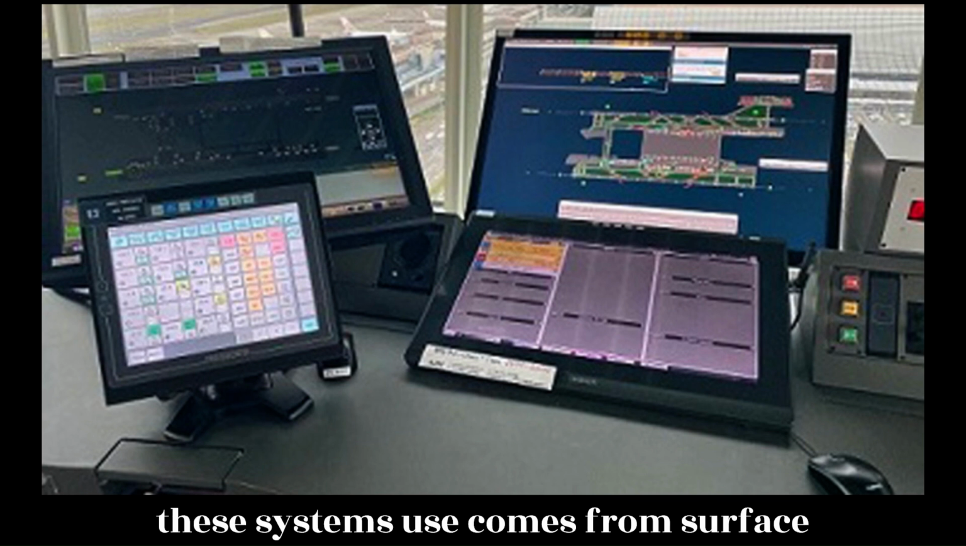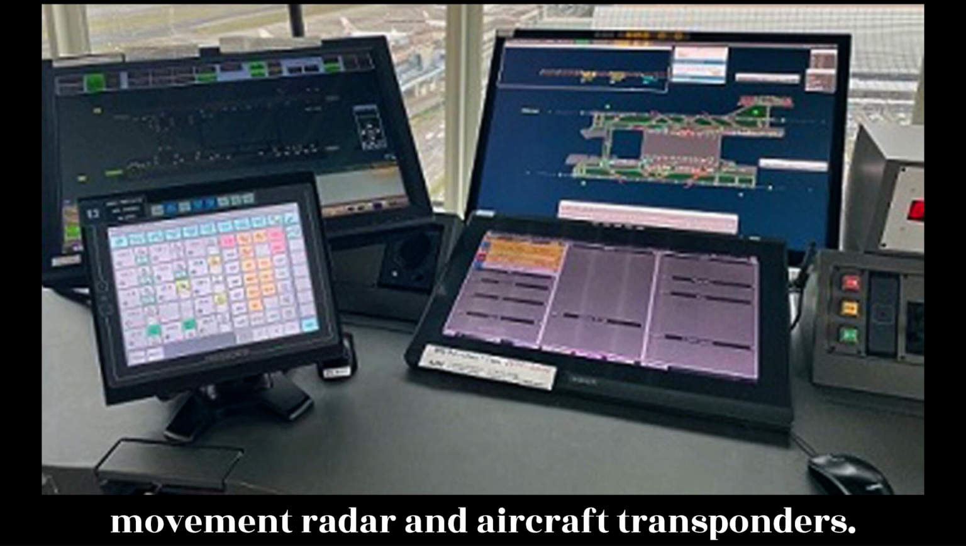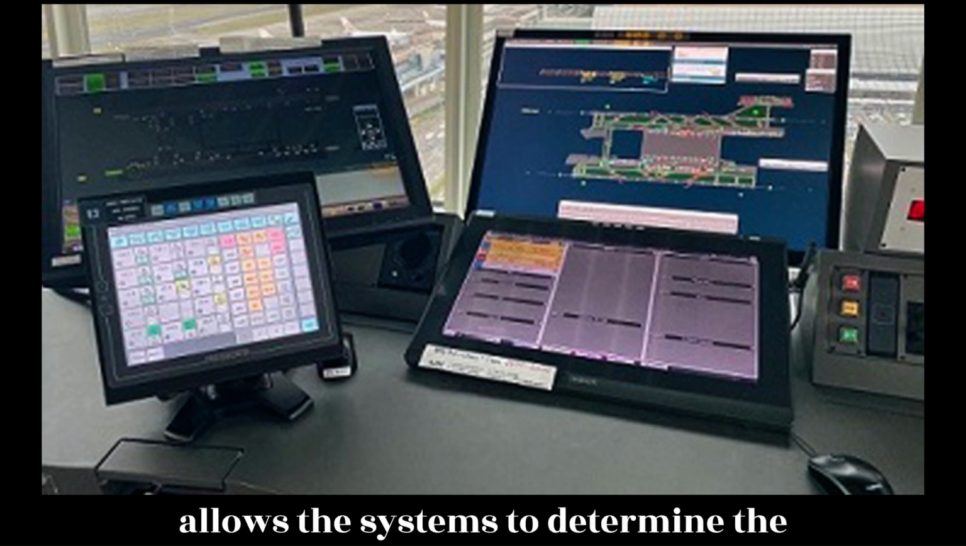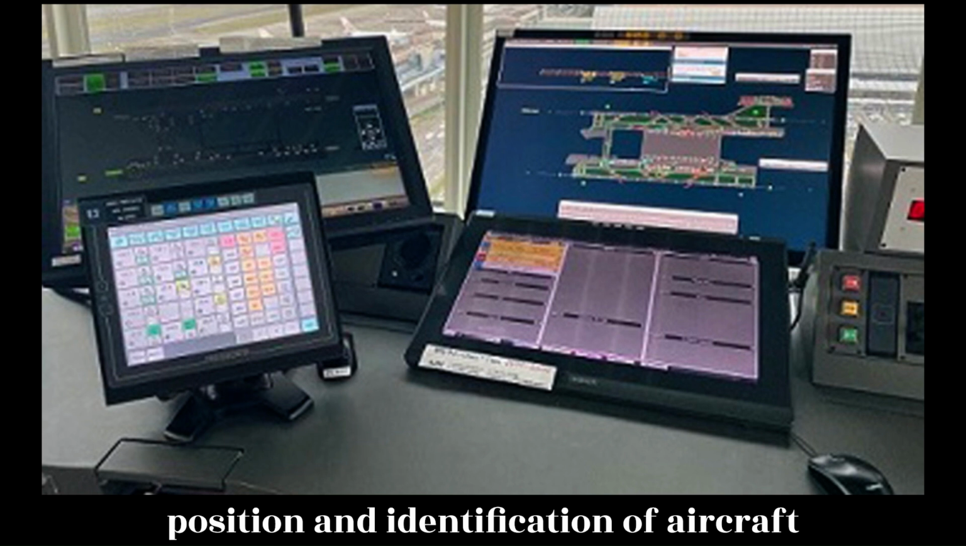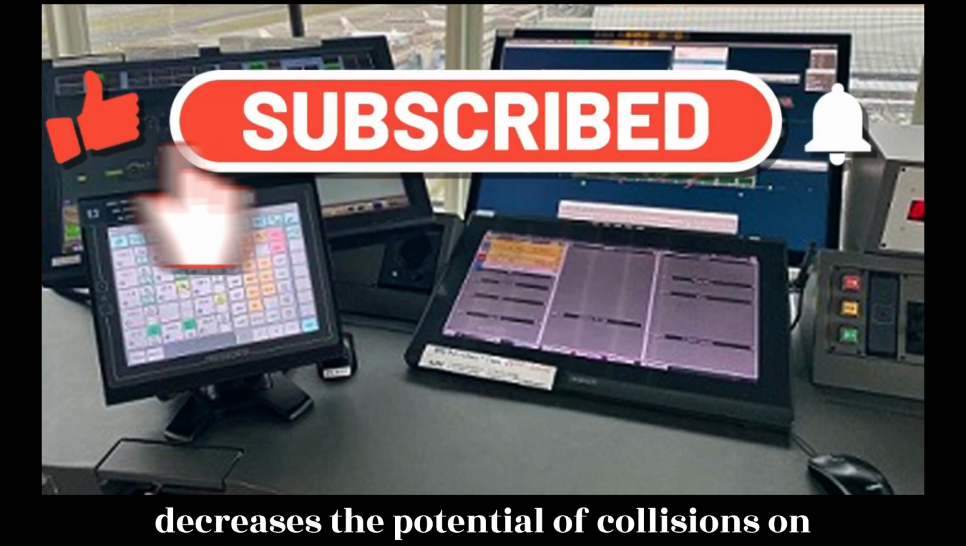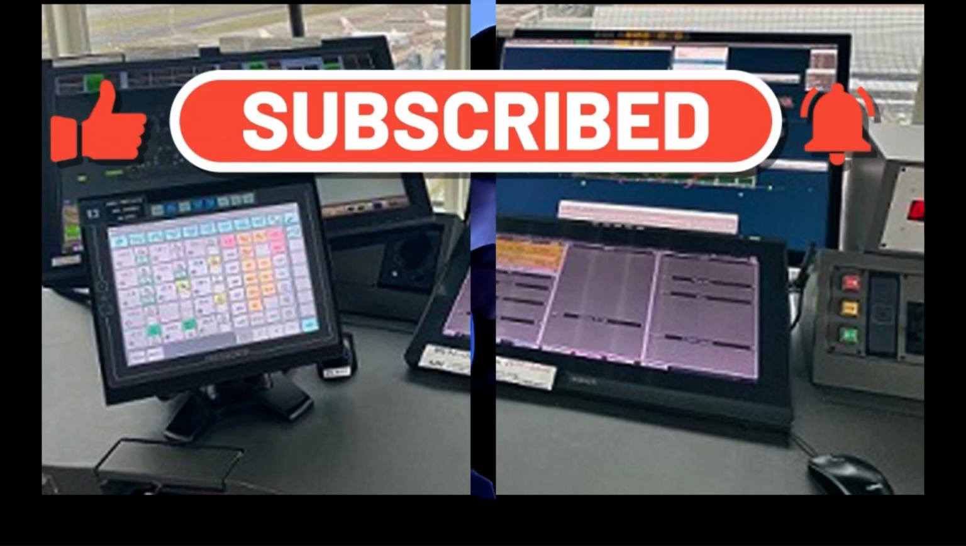The data that these systems use comes from surface movement radar and aircraft transponders. The combination of these data sources allows the systems to determine the position and identification of aircraft on the airport movement area and decreases the potential of collisions on airport runways and taxiways.